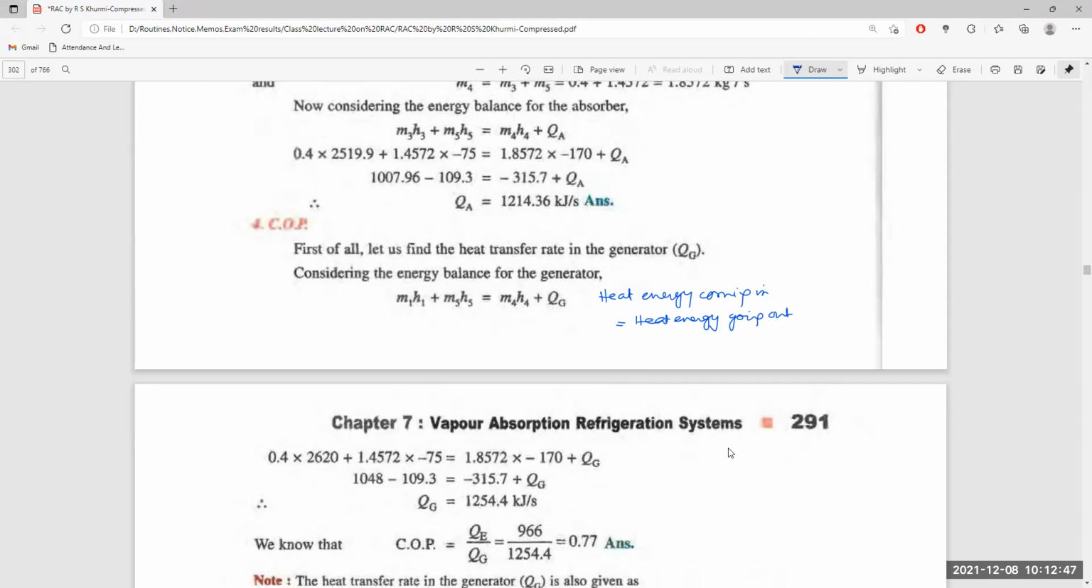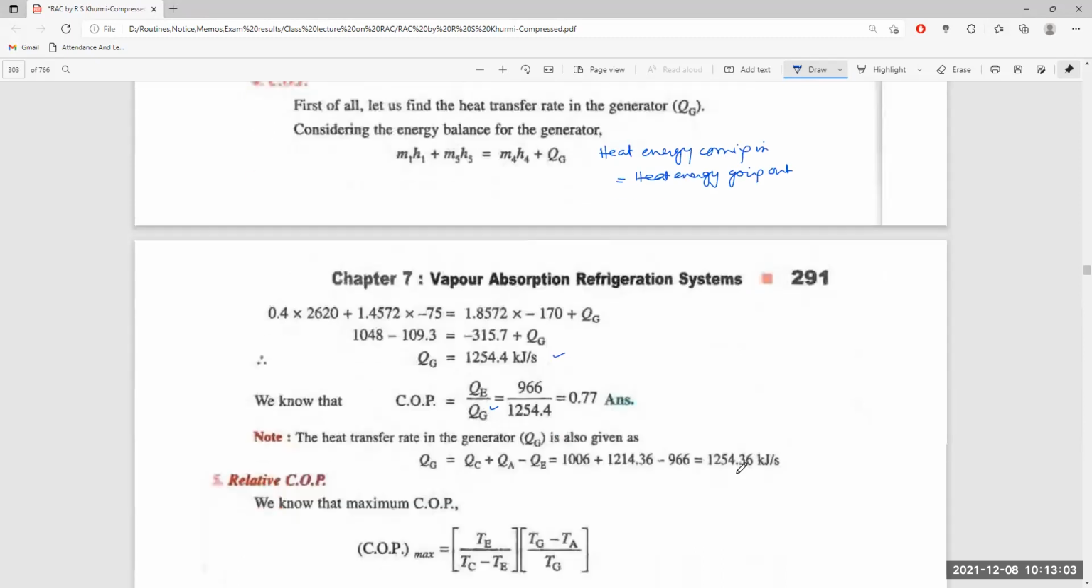Then, after simplification and calculation, we get the value of QG, means the amount of heat given to the generator. So the COP is the heat extracted divided by the heat given, 9.66 divided by 1254.4077, which is equal to 0.77.